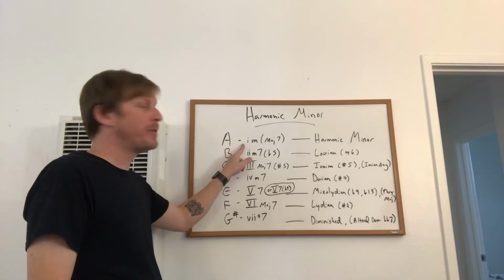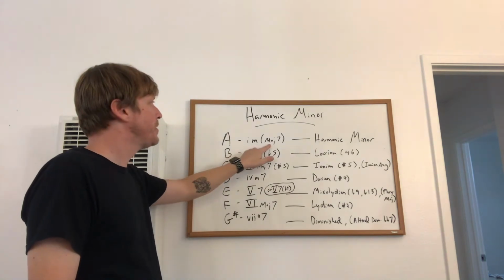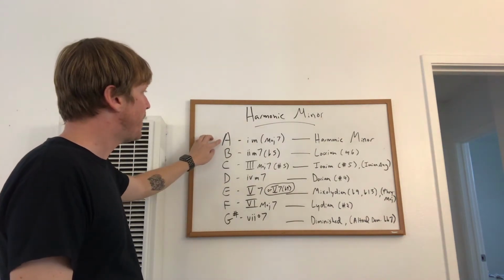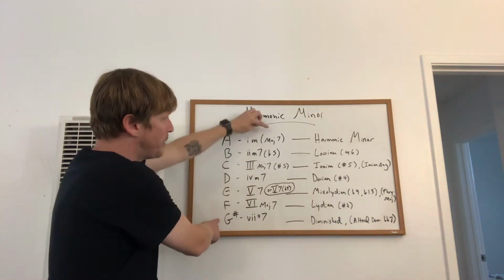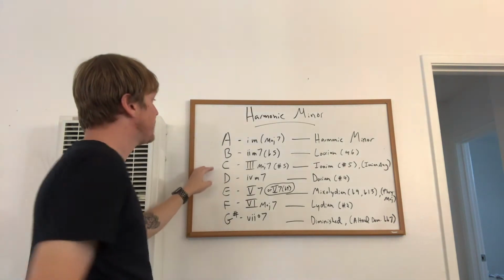So in harmonic minor, the one chord is going to be a minor major seventh. So if we think of A minor triad, it would be A, C, E, and then you're going to have G sharp, which is your major seventh. Okay. So same thing with the rest of the chords.